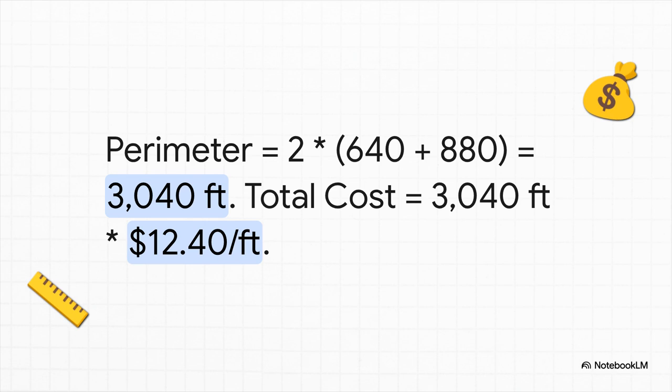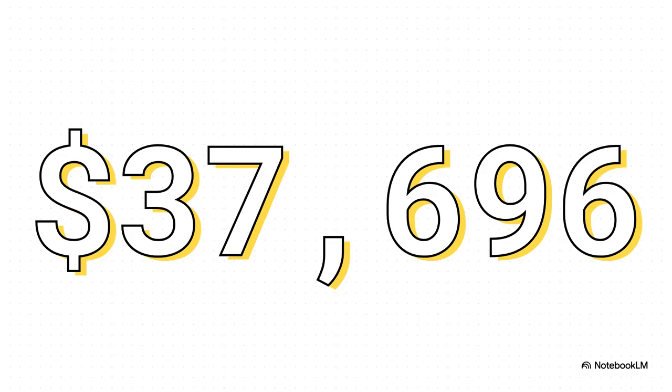We just take that length and multiply it by the cost, which is $12.40 per foot. And voila! That brings us to our grand total, $37,696. See how that worked? We took a kind of big, messy problem and broke it into 2 smaller, easy ones. Perimeter, then cost. That's the key to solving these things cleanly every single time.